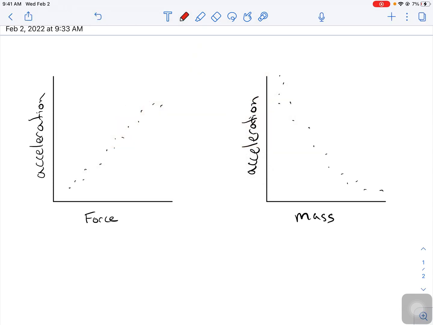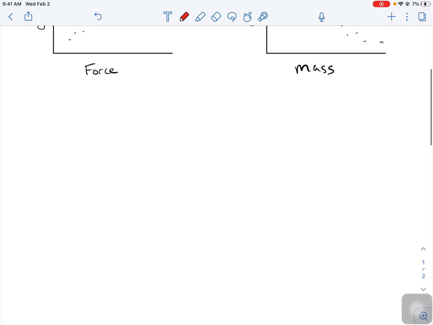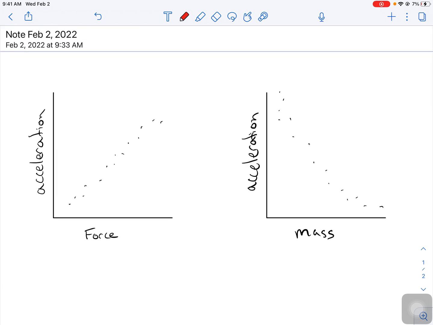All right, students, in your experiment, you might have increased the force on a system by pushing on it harder every test, and you would have seen that the acceleration increased. Now that creates a graph that looks like this with a positive sloping trend.